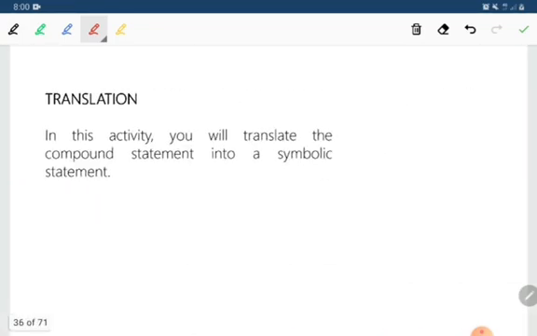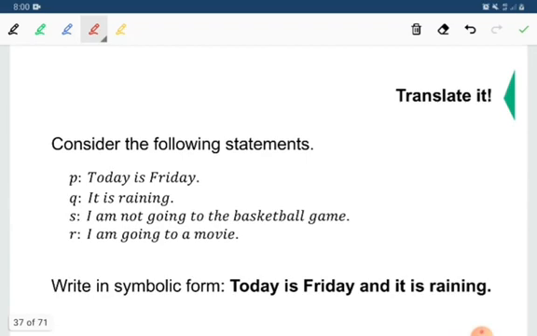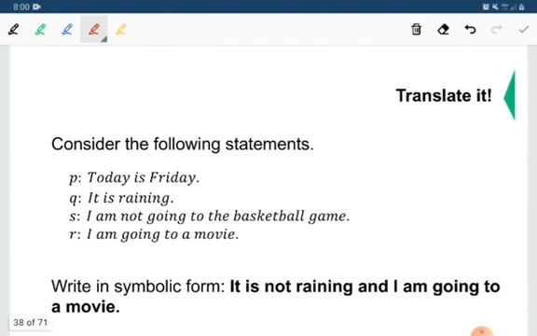Okay, in this activity, translate the compound statement into symbolic form. You're given 4 statements, P, Q, S, and R. Please write it in symbolic form. This one. Today is Friday. That's P. You write P. And it is raining. It is raining is Q. And you use the symbol. If it is not raining, this is a negation of Q. Right? The opposite. So what's the symbol for negation? This one. Q. And you use the symbol. I'm going to a movie. That's R. So this is your symbolic form.